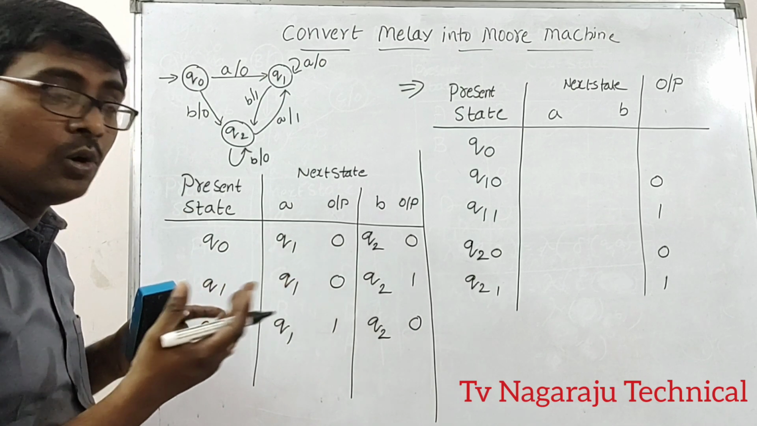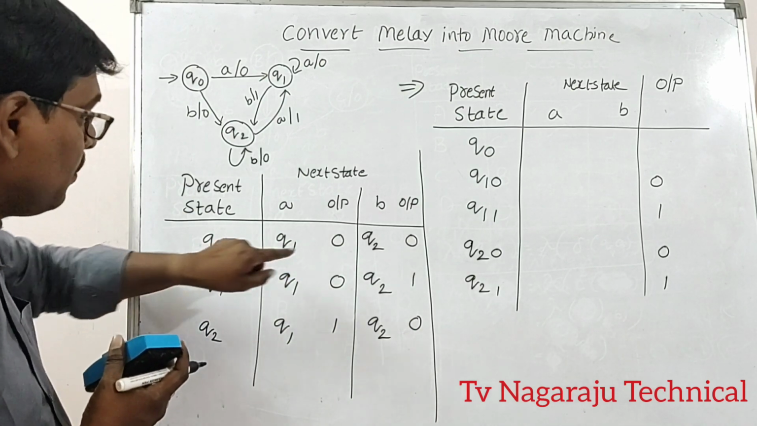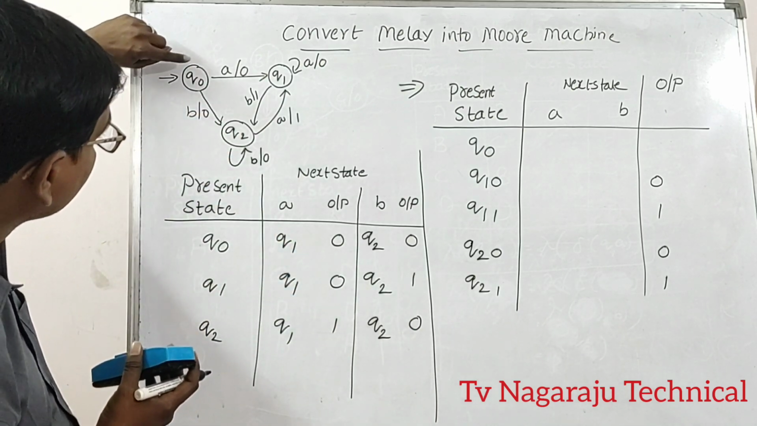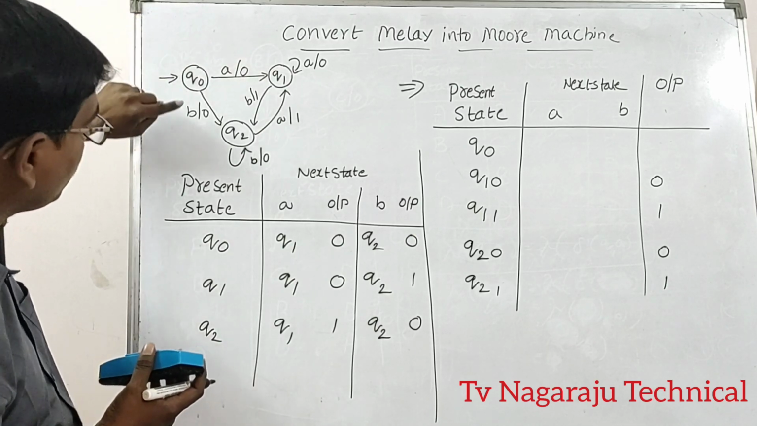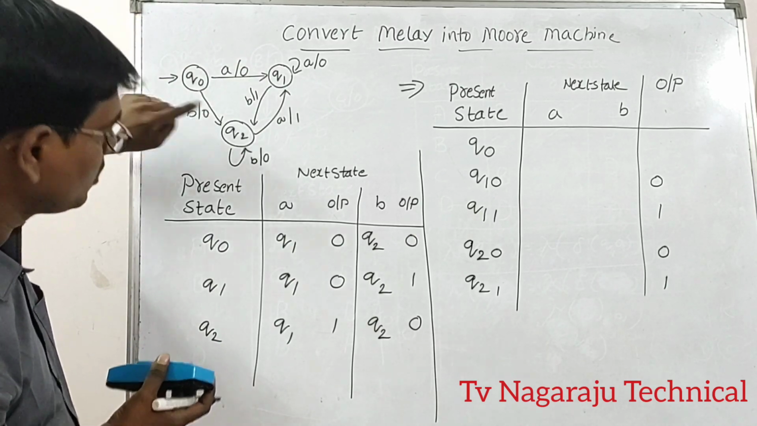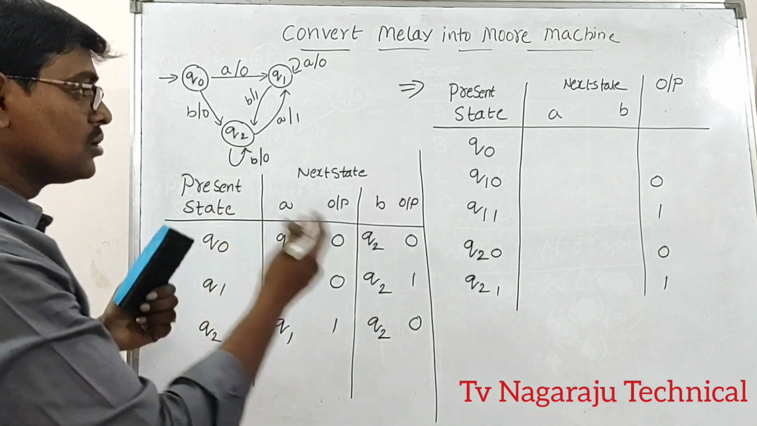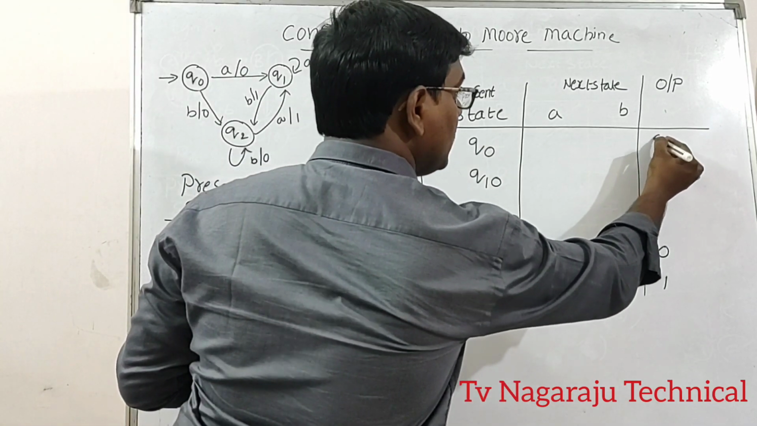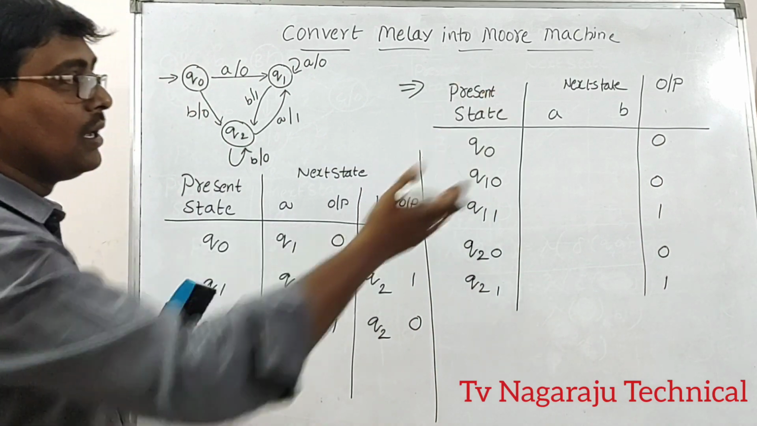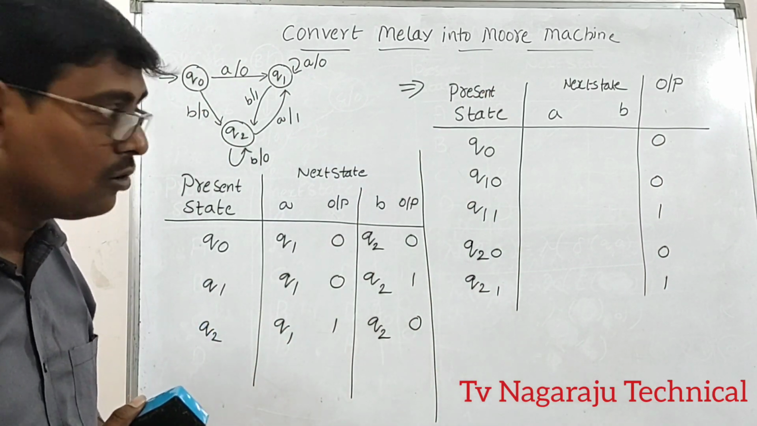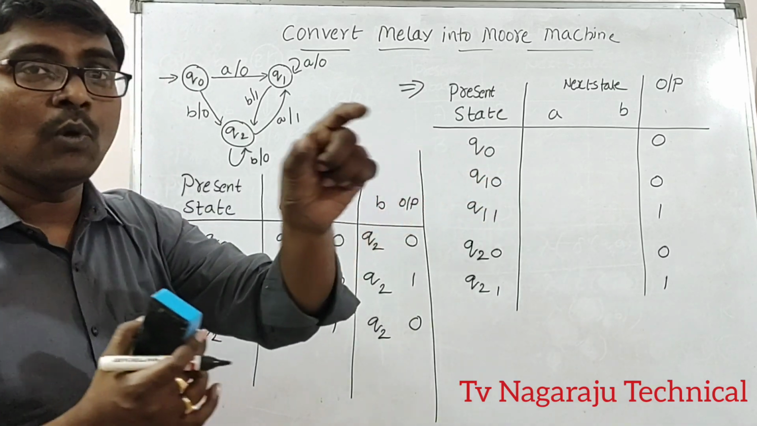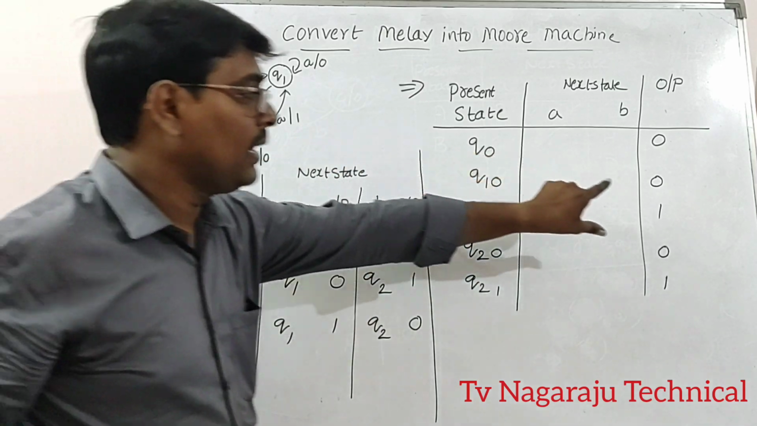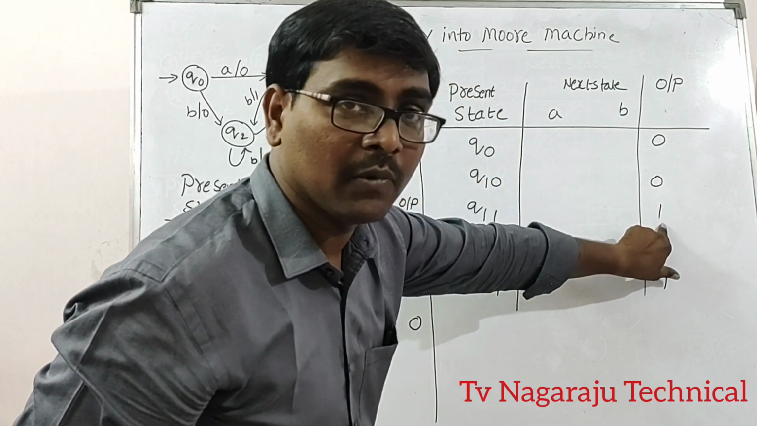Q0: there is no division. What is the output of Q0? If you observe the diagram, with input A the output is 0. With input B also the output is 0. So for Q0 the output is 0. Now clear? How to write the outputs? The rule is simply: if more than one output, divide. One time write 0, another time write 1.